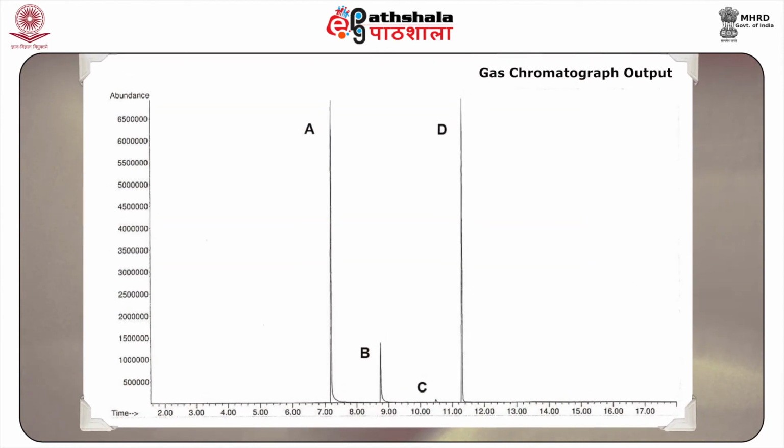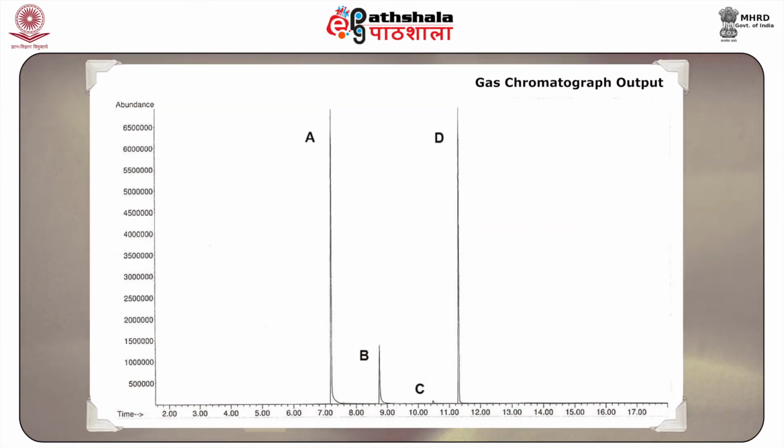In a chromatogram, the peak area represents the amount of a particular sample component. The concentration of each component of the analyte in the sample is calculated by determining the peak area.